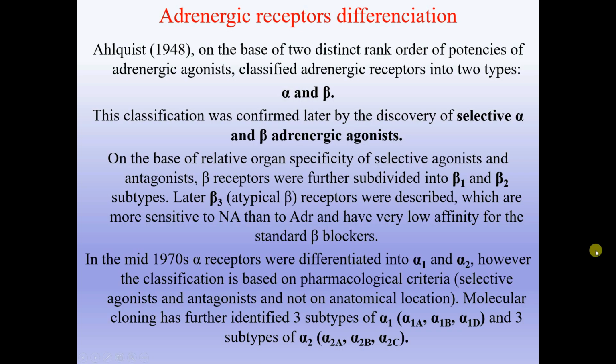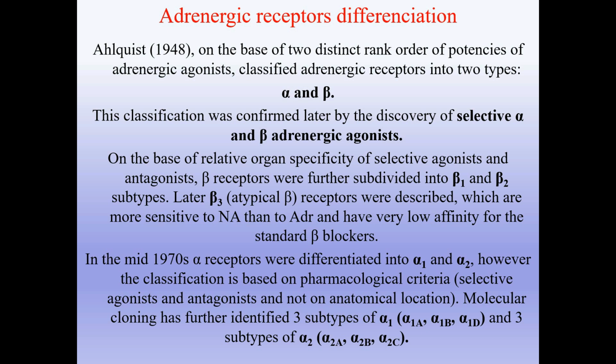Adrenergic receptors differentiation. Ahlquist in 1948, on the basis of two distinct rank orders of potencies of adrenergic agonists, classified adrenergic receptors into two types, alpha and beta. This classification was confirmed later by the discovery of selective alpha and beta adrenergic agonists.